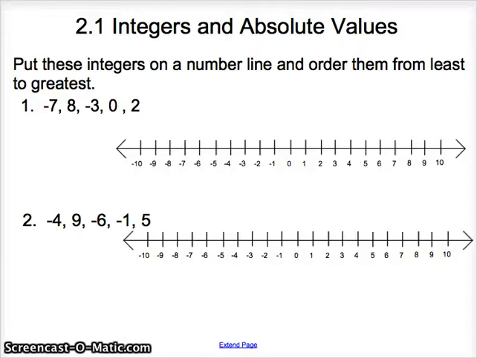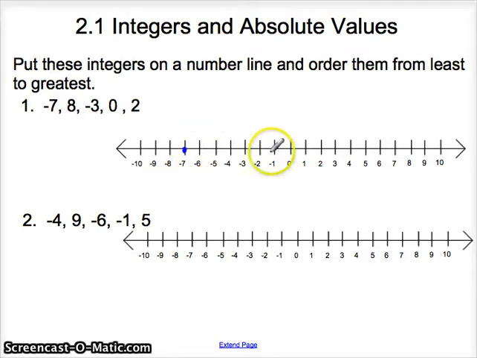Today we are going to be starting a new chapter called Integer Operations, and here's the first section, 2.1, Integers and Absolute Values. The first thing we're going to do is put these integers on this number line. So we're going to start with -7. We're going to put -7 right on the number line.